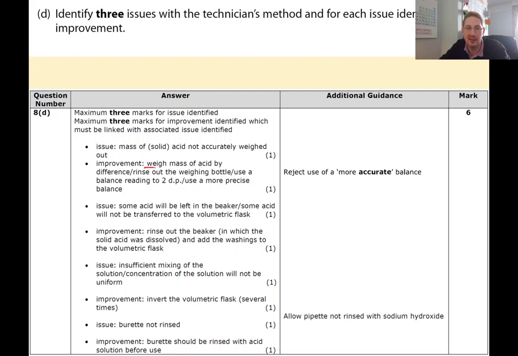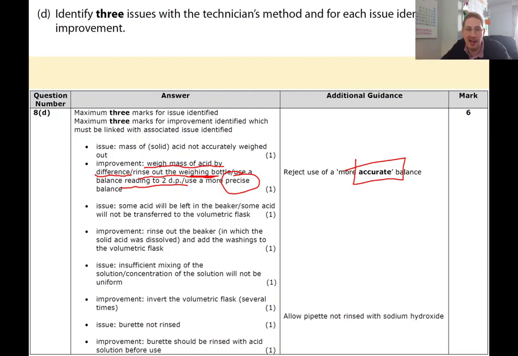It would be much better to weigh the mass of acid by difference, or rinse out the weighing bottle. Or you could have said use a balance reading to more than 2 decimal places using a more precise balance. Notice here, reject a more accurate balance. It is demanding that you know the difference between something that is precise, that is recorded to a lot of figures, and something that is accurate, that means close to the true value. Hopefully your balance would be accurate even if it's recording to 2 grams, 3 grams, 4 grams. No more precision than that.